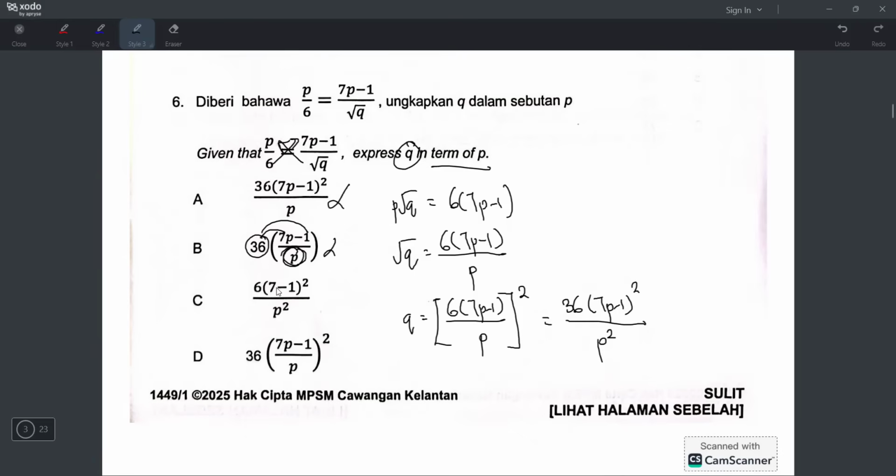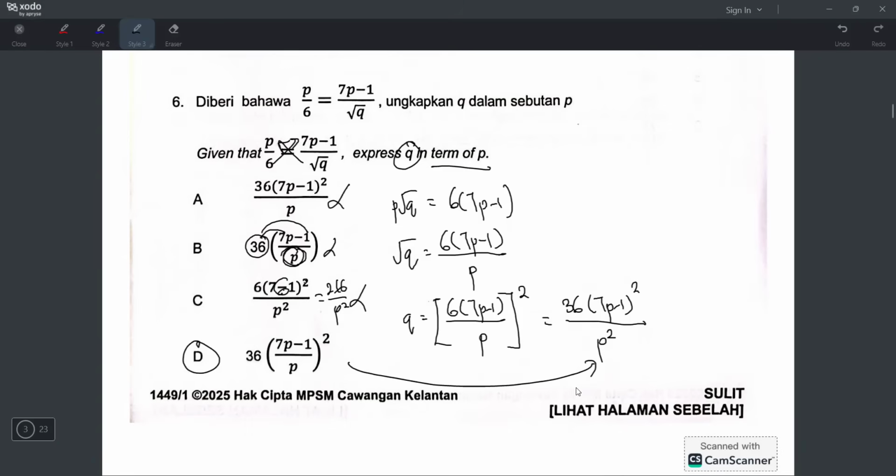C lagi wrong lah. This one 7 minus 1 is 6. 6 square is 36. 36 times 6 is 216. This is 216 over p square. It's not the same as this, right? So I think the answer is D, right? But let's think about why. Well, there's nothing to explain.